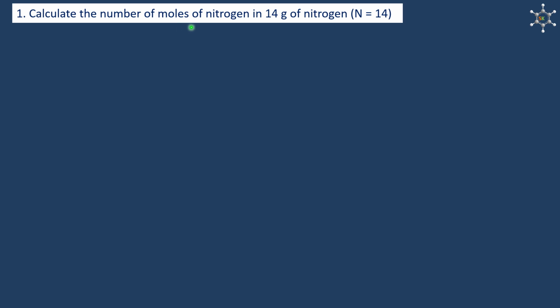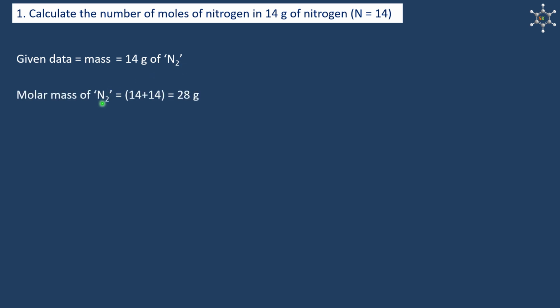Calculate the number of moles of nitrogen in 14 gram of nitrogen. Atomic weight of nitrogen is 14. Given data in this problem is mass, and that is equal to 14 gram of N2 gas. When they don't specifically mention whether it is atomic nitrogen or molecular nitrogen, it is more appropriate to consider the nitrogen the way it exists in nature, that is in N2 form.